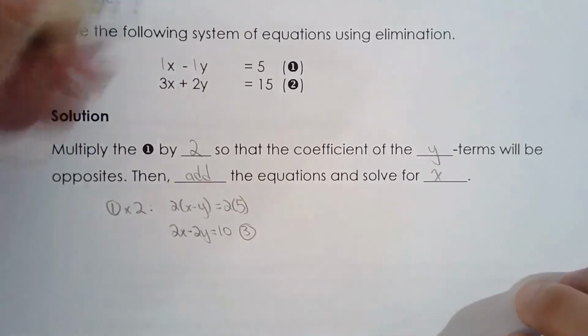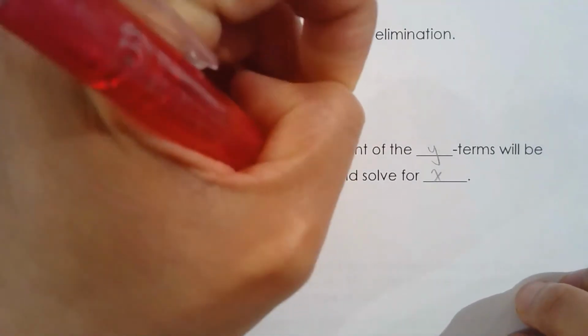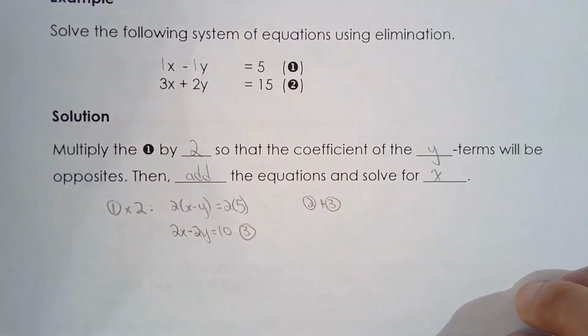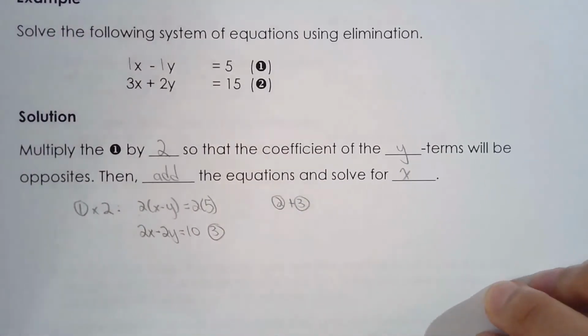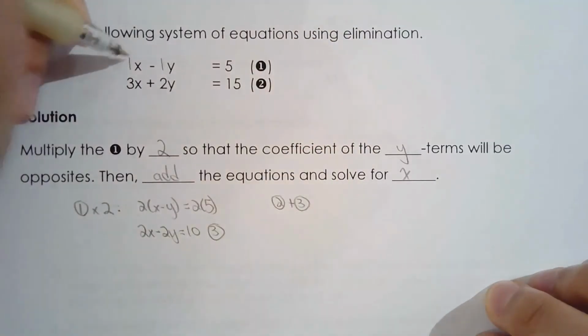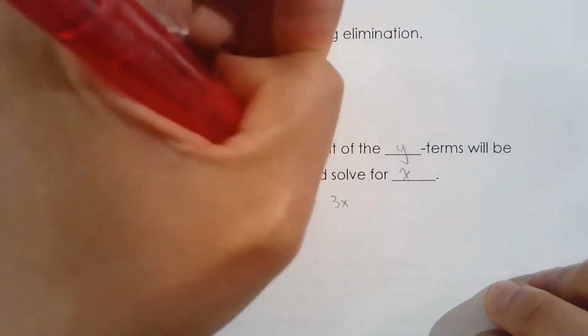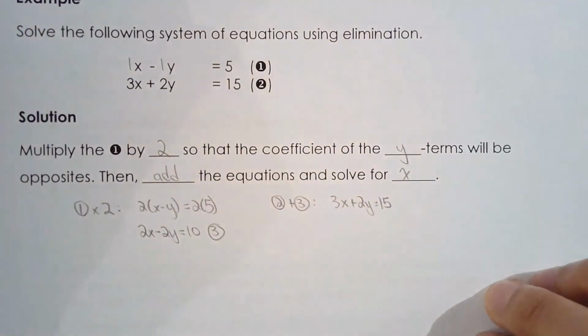So what I'm going to do is take equation 2, and just like I said before, I'm going to add it to equation 3, because I'm going to eliminate y if I do it correctly. So equation 2 is 3x plus 2y equals 15. And equation 3 is 2x minus 2y equals 10.